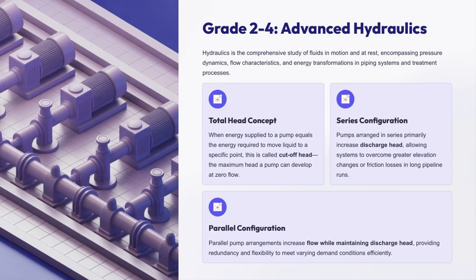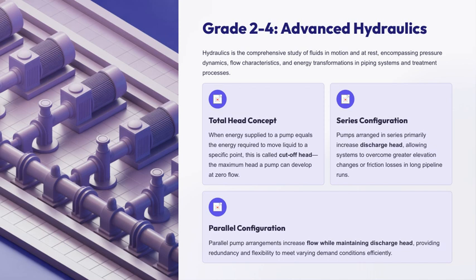Next, let's talk about how pumps can be arranged to work together. In a series configuration, pumps are connected one after the other. This setup mainly increases the discharge head, meaning it helps push the fluid higher or overcome more resistance. This is especially useful when dealing with larger elevation changes or longer pipelines where more pressure is needed.